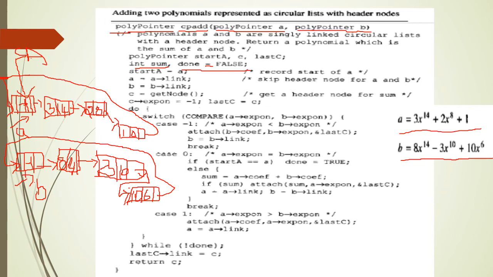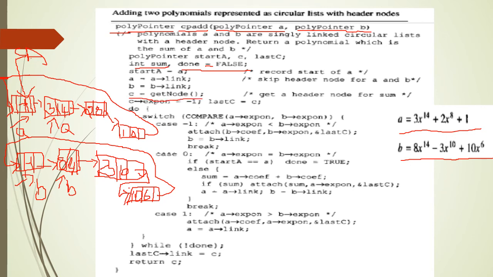Then the header node is not having any important information, so that header node should be left as it is. Then A is equal to A of link, you make A point to the next node. The actual terms of the polynomial are stored from this next node onwards. Therefore, A is equal to A of link means A comes here, then B is equal to B of link means B goes to the next node. Actually, it is pointing to the header node, then it goes to the node which contains the actual term of the second polynomial.